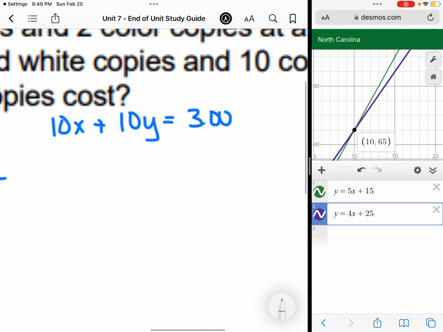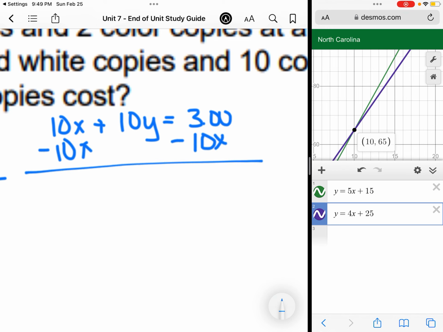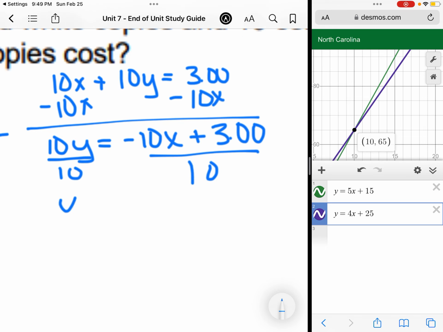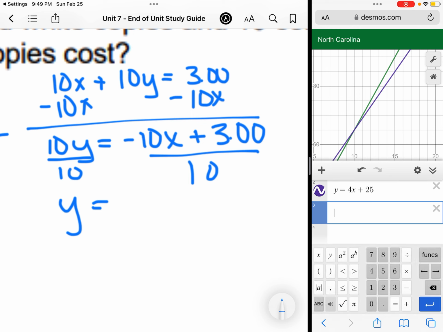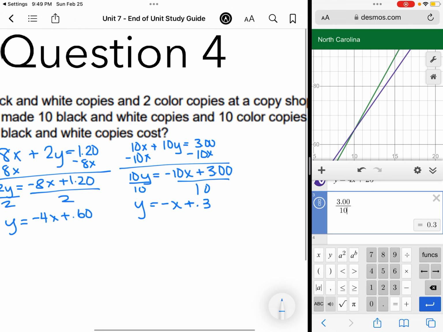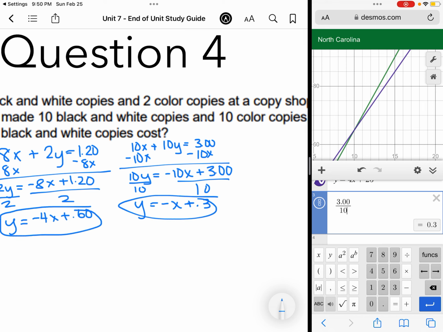Then I have to change this one around. So I'm going to subtract 10x, so I end up with 10y equals negative 10x plus $3. I'm going to divide by 10. And I end up with y equals, so let's just see, $3 divided by 10 equals 0.3, right? So I end up with negative x plus 0.3. So those are my two equations. So that's what I'm going to put in.